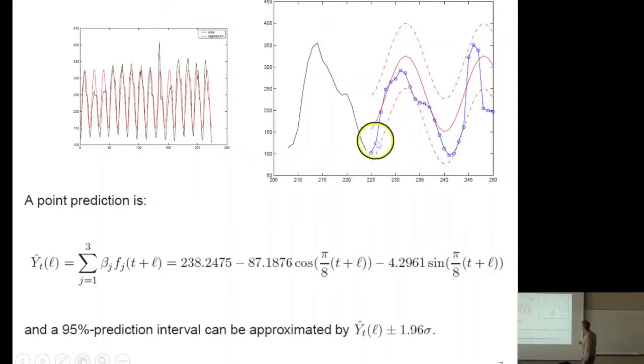In blue, with circles, is the realization that I didn't know at the time I did the prediction, but that was revealed later, and this is what we have here. I can do a bit more.